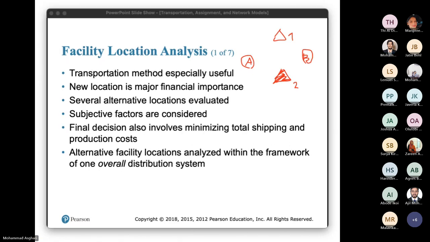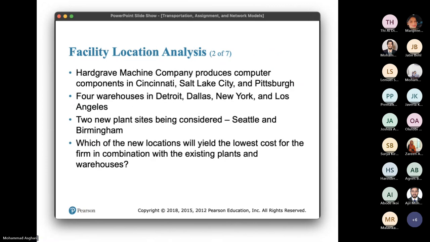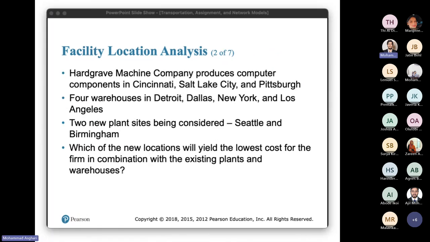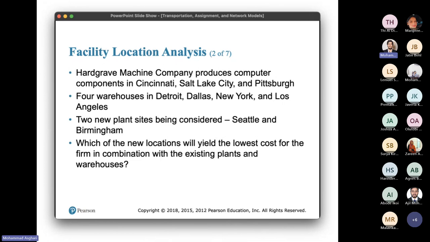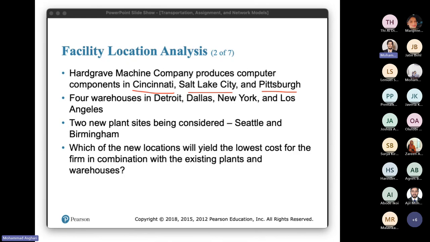Okay. I can make it much easier with one example. So let's review this one. There is a company, Hargrave Machine Company, which produces computers in three different cities. You can see the sources. We have two resources, and we also have four warehouses in Detroit, Dallas, New York, and Los Angeles.